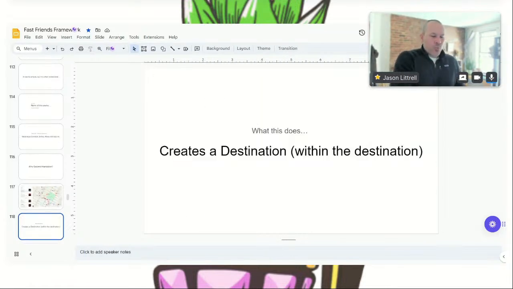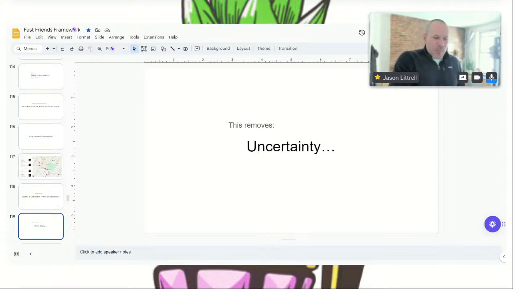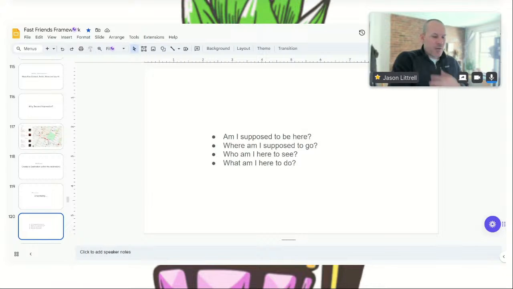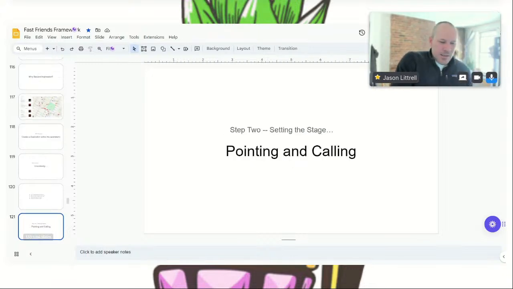So what we've done here is we've created a destination within the destination. And this removes uncertainty. Where am I supposed to be? Am I supposed to be here? Where am I supposed to go? Who am I here to see? What am I here to do? So if their friends aren't there, then it gives them a reason to be there. Otherwise, they would turn around and wait for their friends or do something else. It's uncertain. The second step of the Fast Friends framework is pointing and calling.